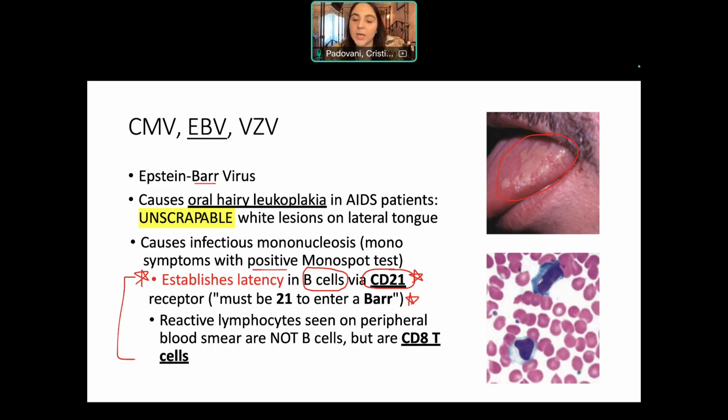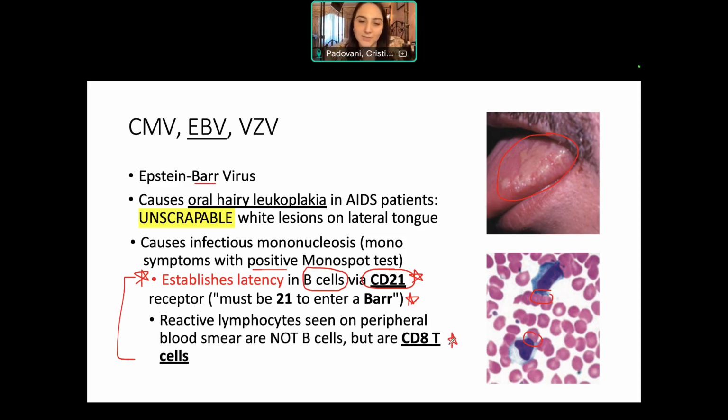But regardless, remember your reactive lymphocytes are going to be these really giant cells. You can see their cytoplasm is kind of indented by red blood cells. That is a reactive lymphocyte. And they'll usually ask, what type of cell is this? This is a CD8 positive T cell.